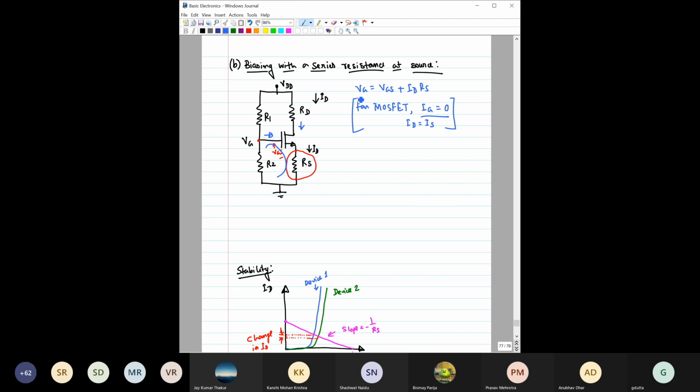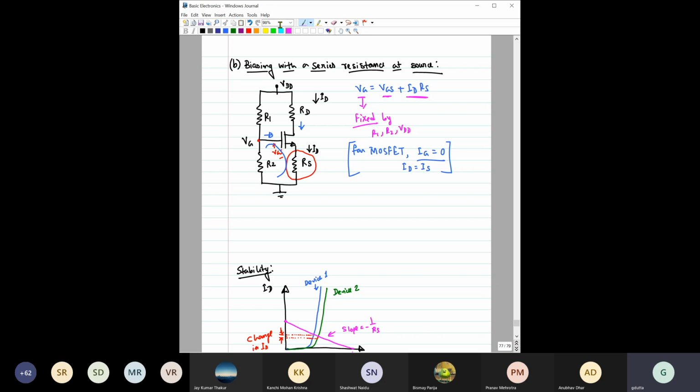Now, if I can focus on this, then you see here this VG is equal to VGS plus IDRS, right? And here VG is fixed, right? This VG is fixed by the values of R1, R2 and VDD. If you are not changing these three things, then this VG is fixed, right?